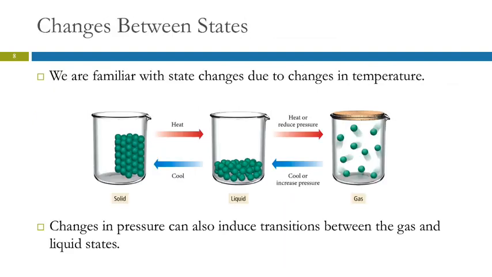When we look at changes between the states, we're all familiar with ice melting into liquid water and water evaporating into the gas state. So we can add heat to a solid and cause it to become a liquid. We can add heat to the liquid and cause it to become a gas. We can also cause it to become a gas by reducing the pressure above it. And then we can go the opposite way by cooling or increasing pressure and taking a liquid and cooling it.